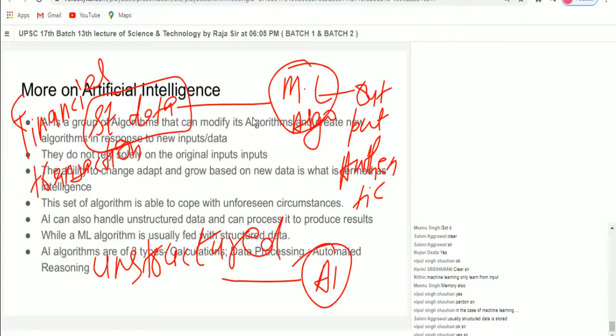And because the data is unstructured, the AI algorithm, depending upon the type of data, will choose any one of the algorithms and it will process that information to produce an output. So in the case of AI, generally the data fed is unstructured data. And in the case of machine learning, we usually feed it with structured data. Is it clear now?